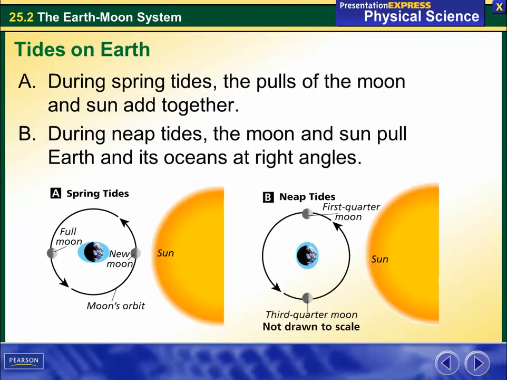And again, this is just another visual representation. With spring tides, the pull of the moon and sun add together, so that's why they are so much stronger. And then during neap tides, the moon and sun pull Earth and its oceans at right angles, so they're not really working together, and that's why it is a little bit lower. So this picture, I think, will be a little bit more of a help, but again, we'll talk about that more in class as well.